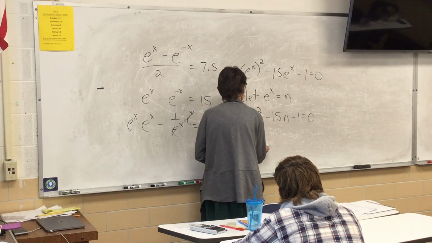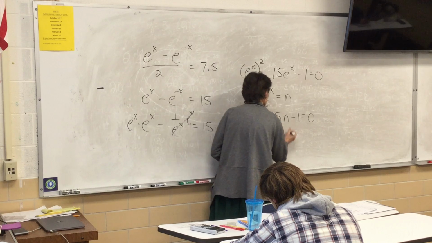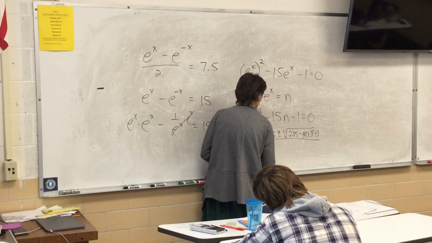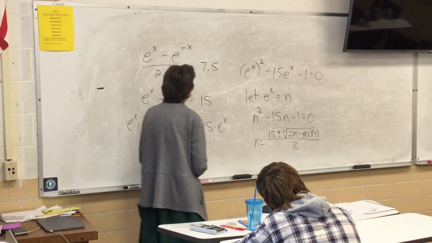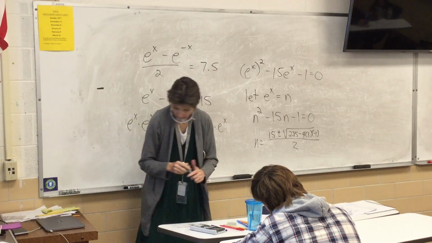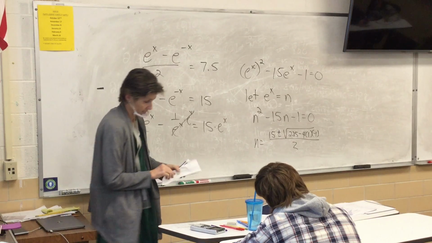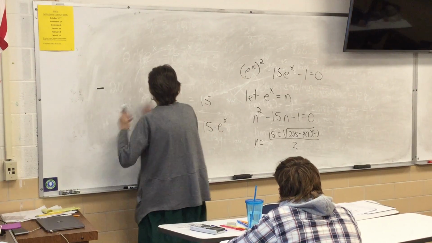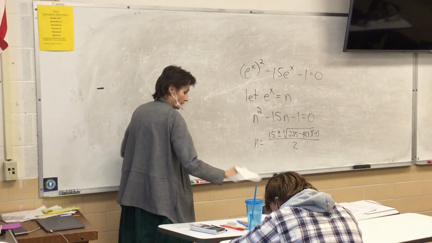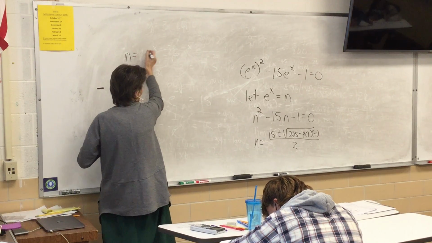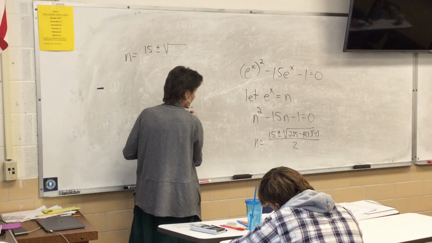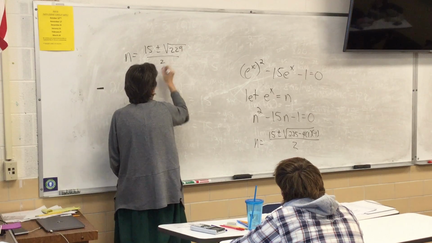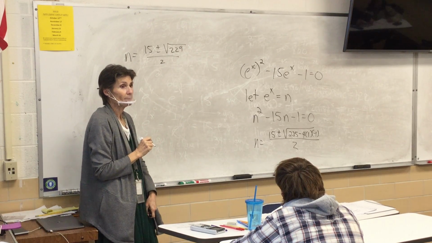So what do we do? Quadratic formula. So n equals negative b plus or minus the square root of b squared minus 4ac all over 2a. So I'm going to end up with n equal to 15 plus or minus the square root of 229 over 2. Would you agree with that?